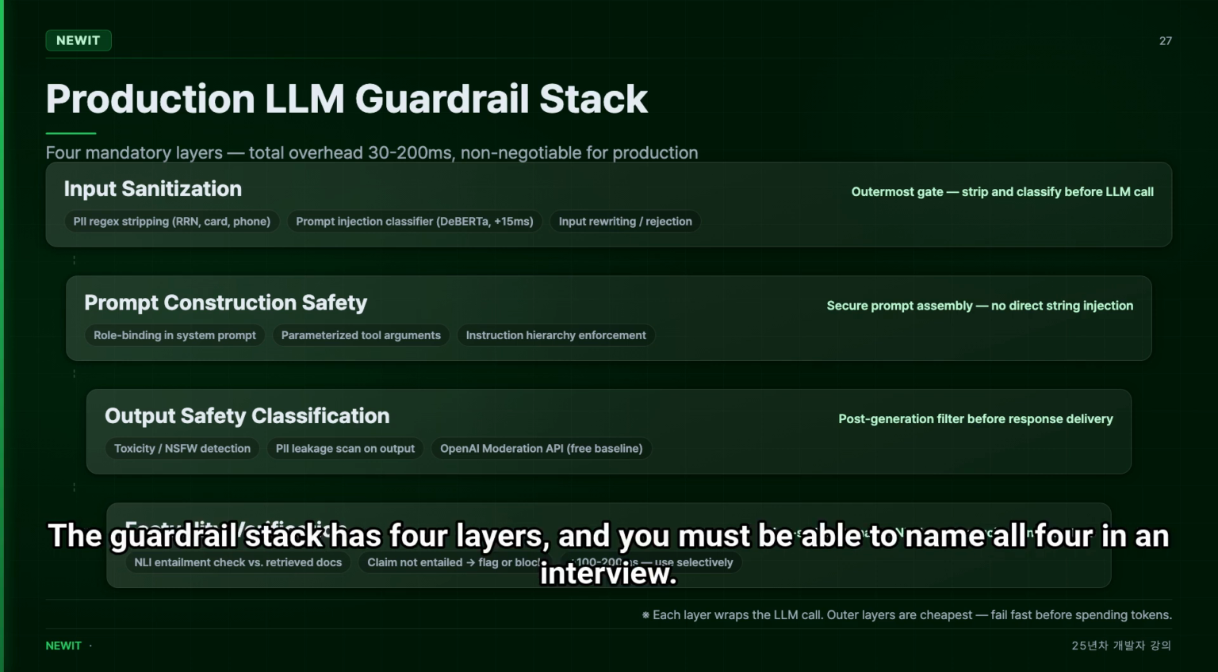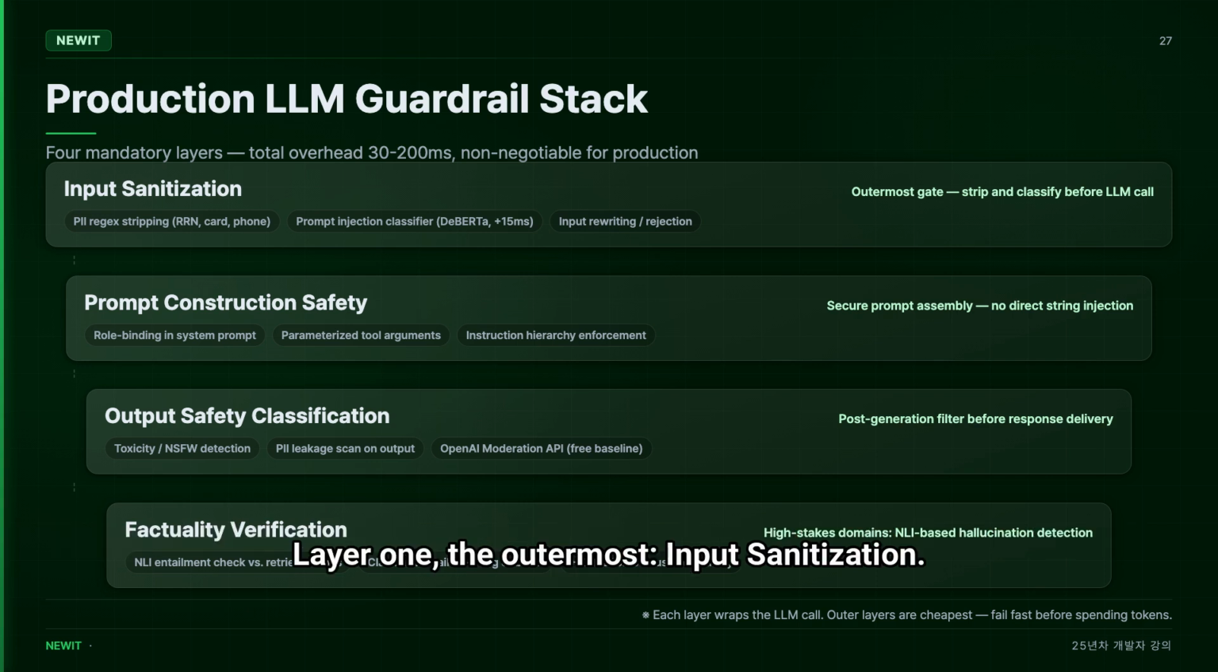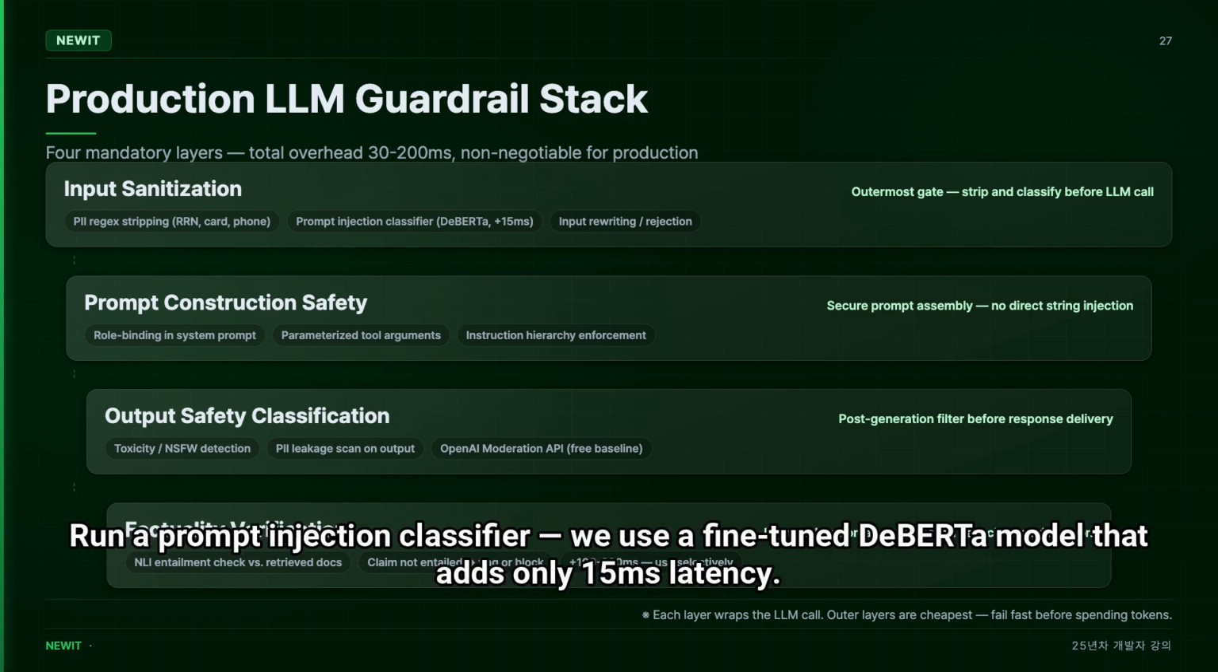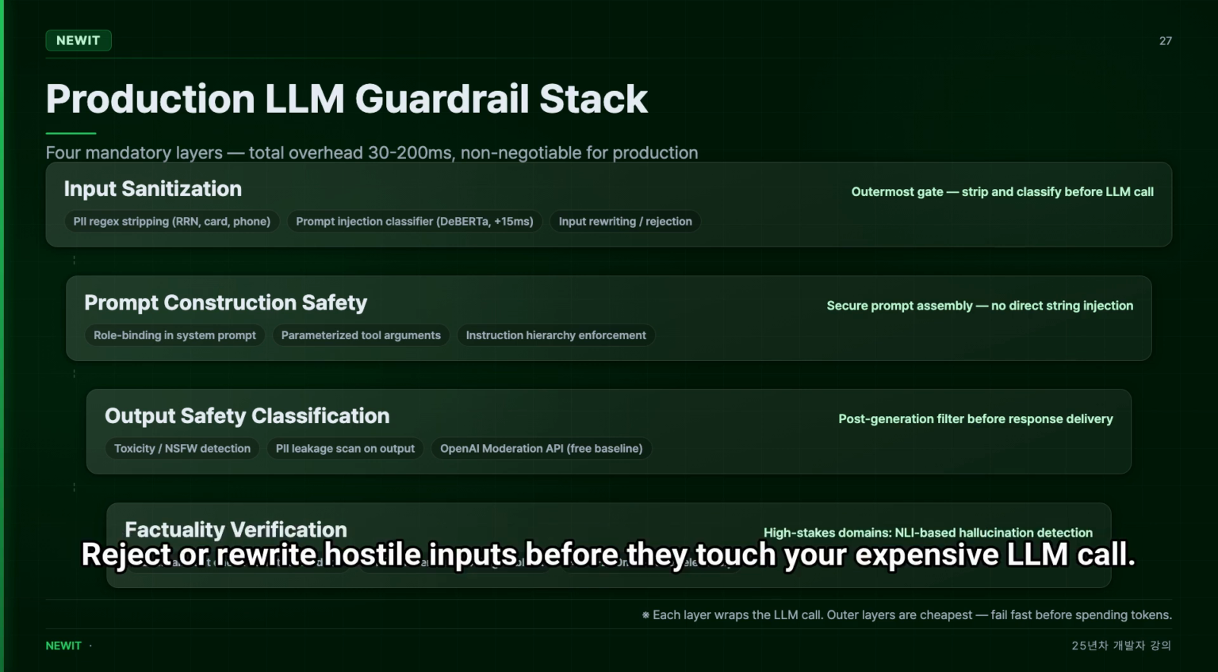The guardrail stack has 4 layers, and you must be able to name all 4 in an interview. Layer 1, the outermost, input sanitization. Strip PII before it hits the LLM: Korean RRN patterns, credit card numbers, phone numbers. Run a prompt injection classifier. We use a fine-tuned DeBERTa model that adds only 15 milliseconds latency. Reject or rewrite hostile inputs before they touch your expensive LLM call.